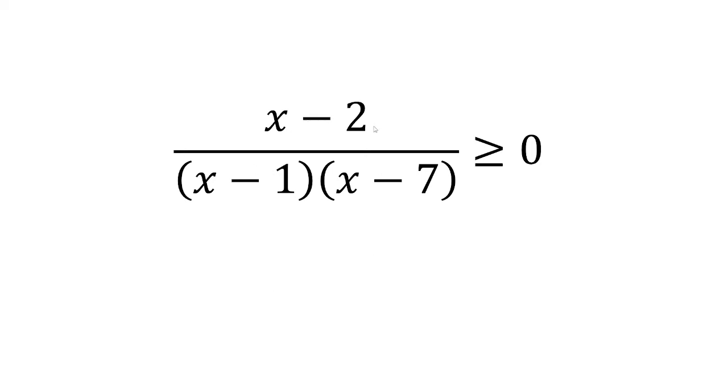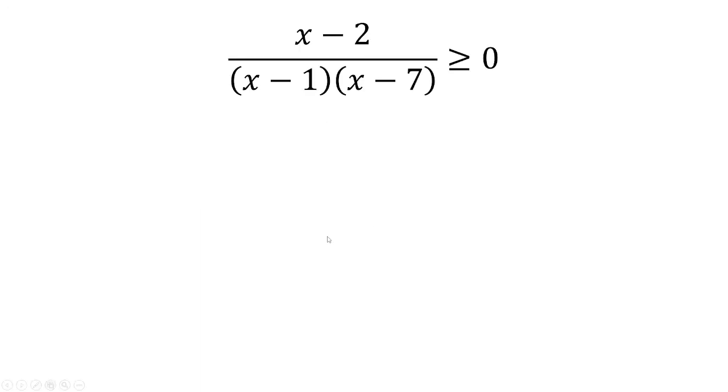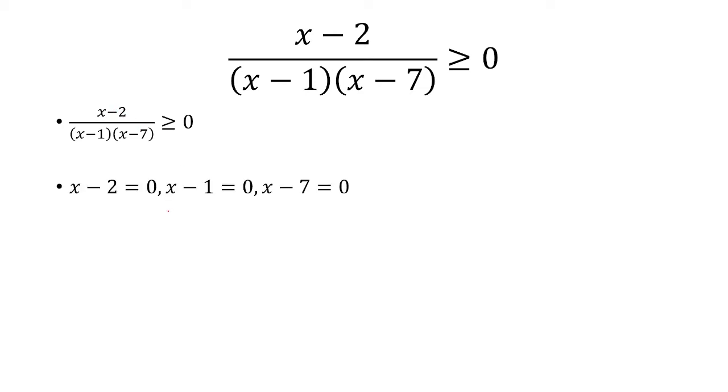Given the rational function (x - 2) over (x - 1)(x - 7), we want to see for what values of x it is greater than or equal to 0. In order to solve this, we have to set the numerator and denominator equal to 0. In other words, let's set each of these three factors equal to 0. Solving for x, we get 2, 1, and 7.